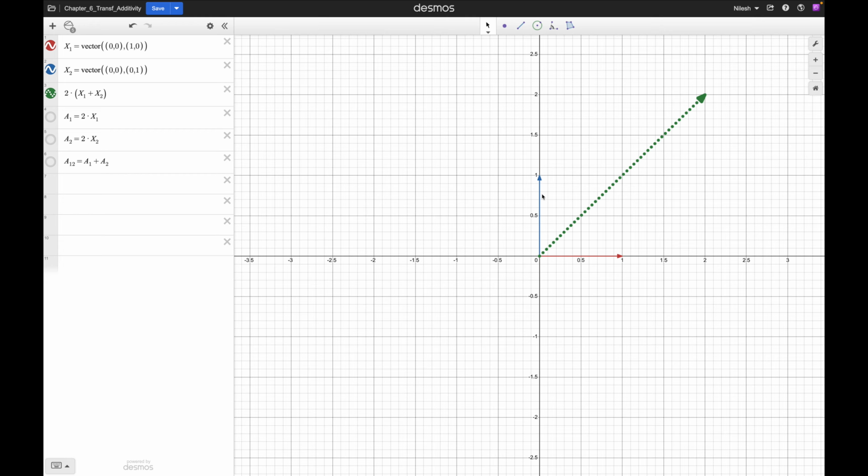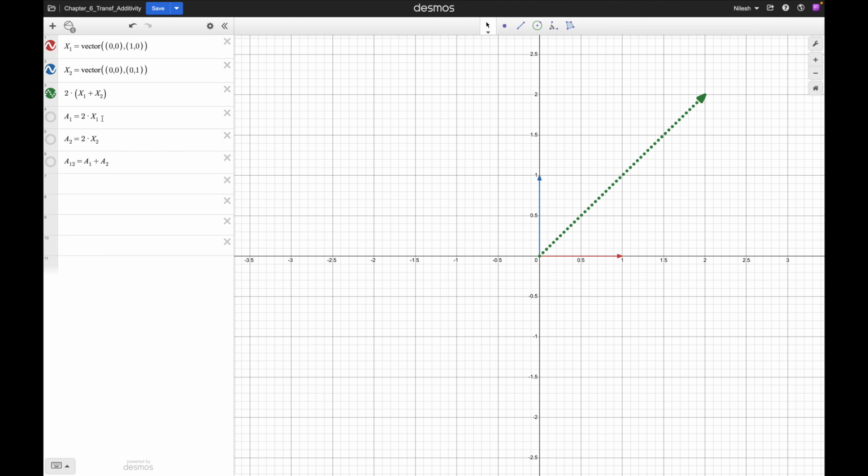So we have vector x1, which is along the x-axis. We have vector x2 along the y-axis. Now if we sum them and add them, we get this green vector, which is (2, 2). So that's what we know.